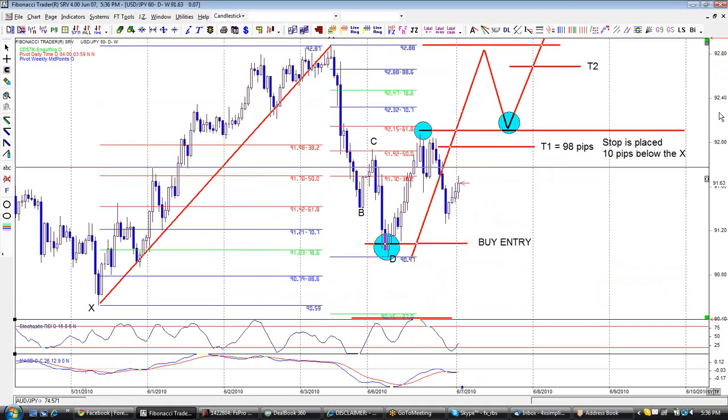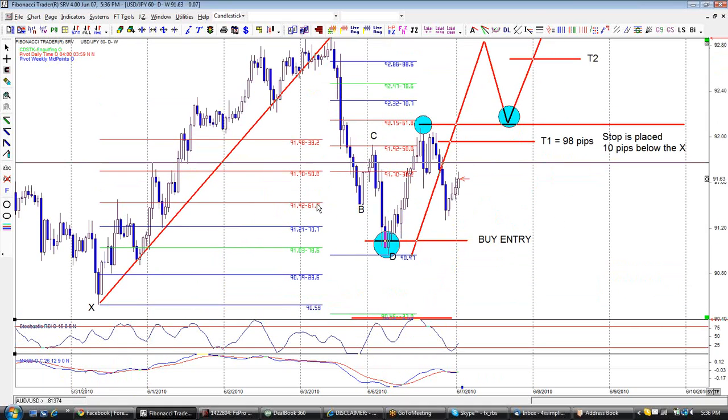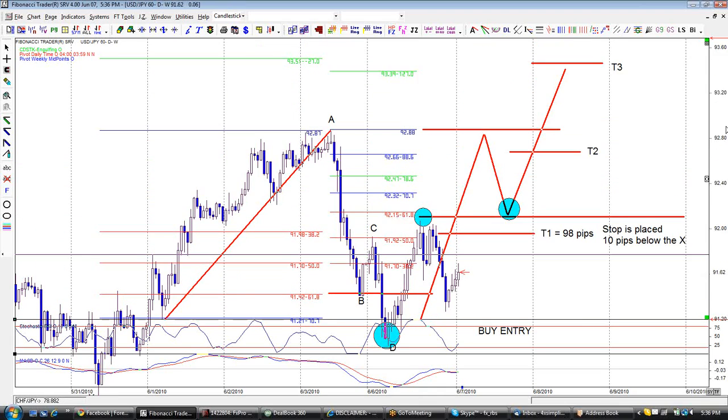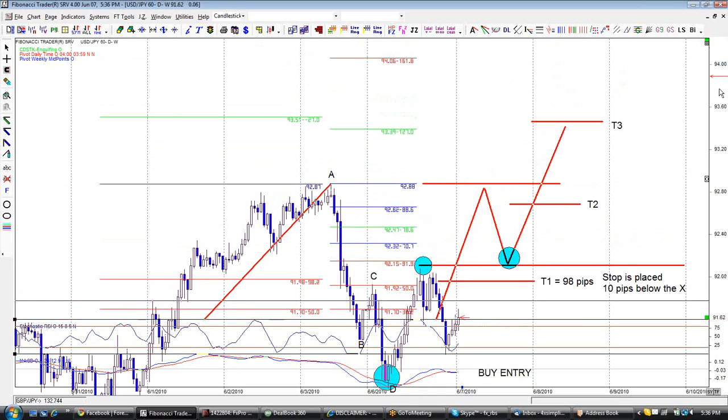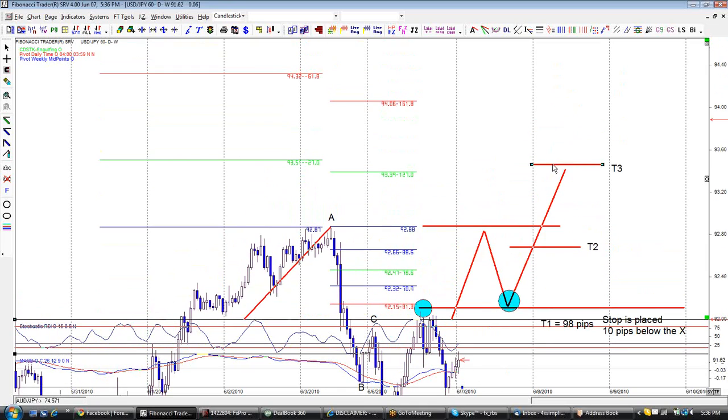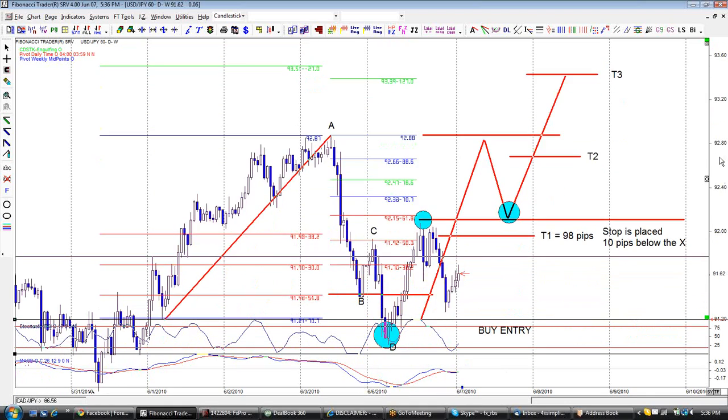If the convergence was, let's say, 618 with 618, or the entry was somewhere here, and the low was at this price and not at the 786, then we can go for the third target all the way up to the 1618, because this shows us that the bullish move might be a lot stronger.